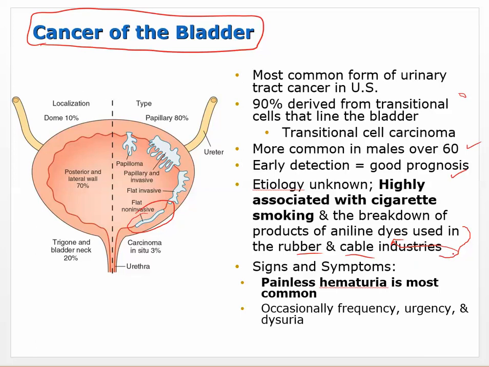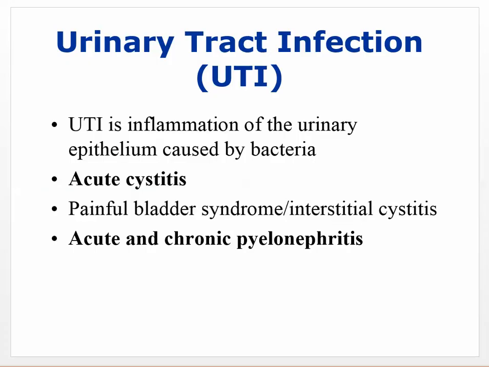So signs and symptoms: painless hematuria. So you don't necessarily feel pain. In this case, you've got breakdown of cells and production of blood, and so you'll see the blood in the urine, and that can be an indicator that cell damage is taking place, which could be from cancer. So occasionally, frequency, urgency, and dysuria may also occur.